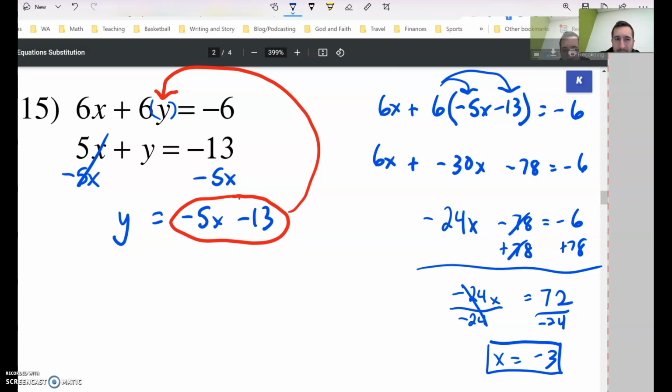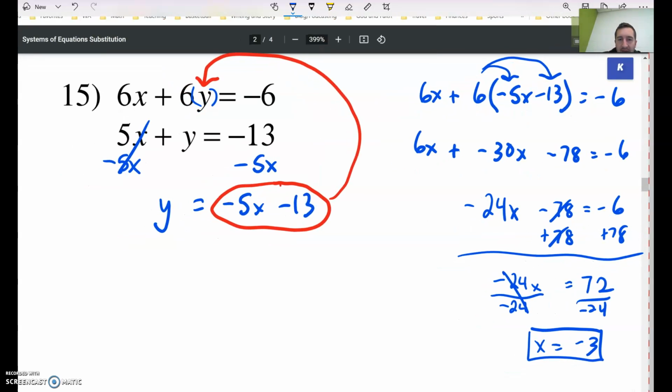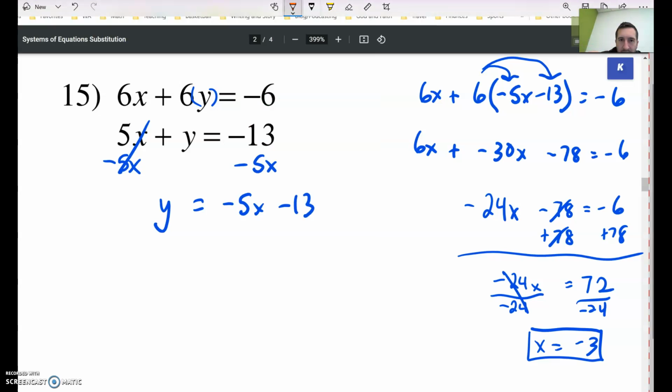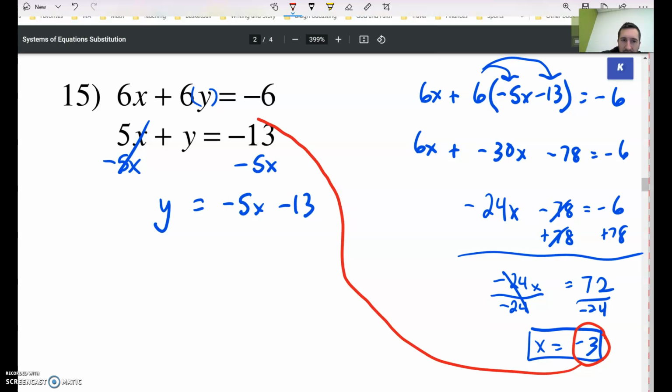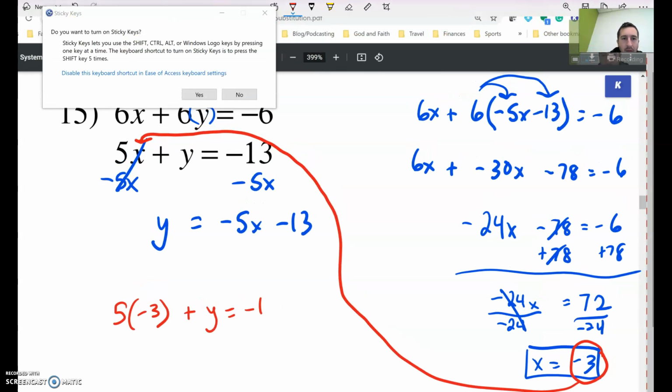We found x. We then take x and we plug it in. I keep using red to show. We're going to plug that negative 3 in right there, because that's how we then solve for y. So 5 times negative 3 plus y equals negative 13.